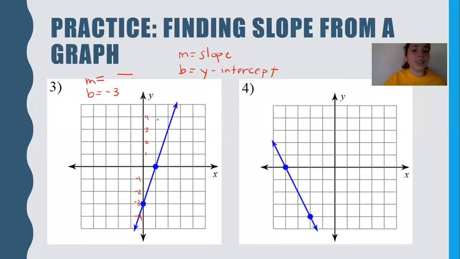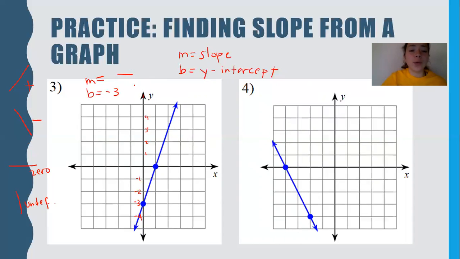So the first question would be, is it a positive, negative, 0, or undefined slope? Out of these 4 right here on the left side, which one does this look like? Positive. Good. I heard someone say positive. It looks like a positive slope. So we know it's a positive slope.